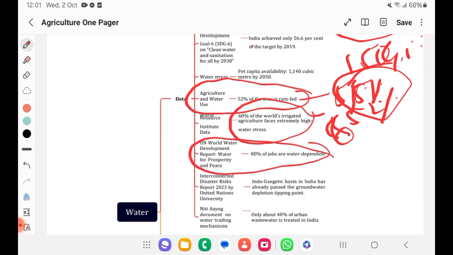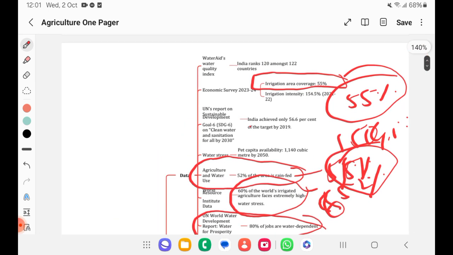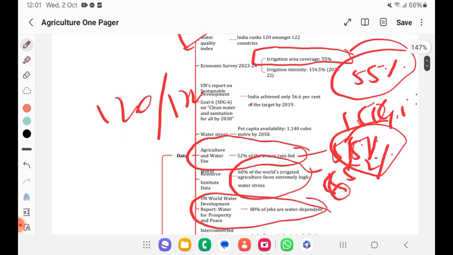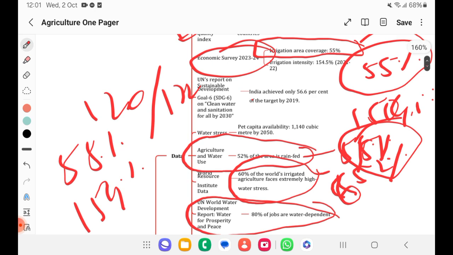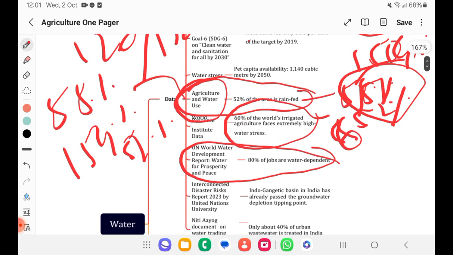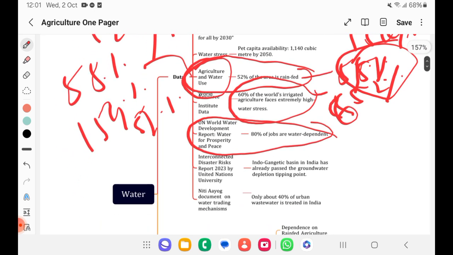One data point is on WaterAid's Water Quality Index. According to that, India ranks 120 out of 122 countries, because of contamination, which I have to mention. Then according to the Economic Survey, 55% is irrigated, with 154% irrigation intensity. And in agriculture and water use, we have 52% rainfed. After that, I am covering the UN World Water Development Report, Water for Prosperity and Peace.